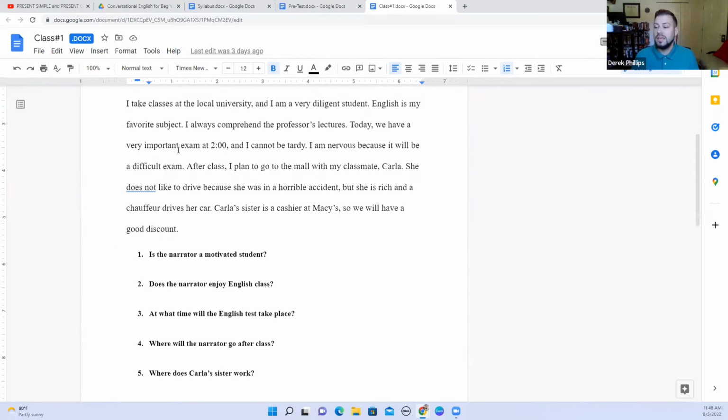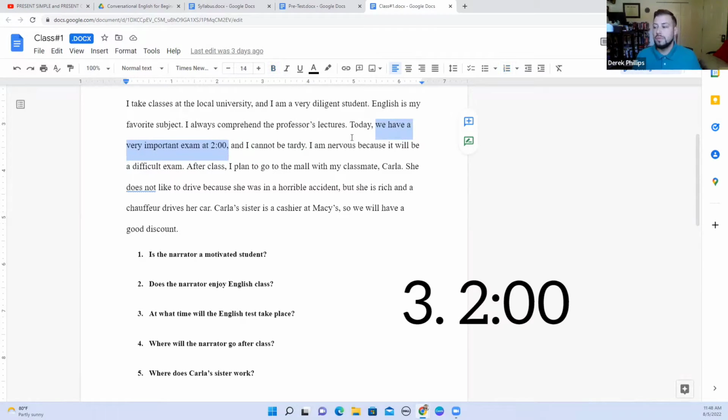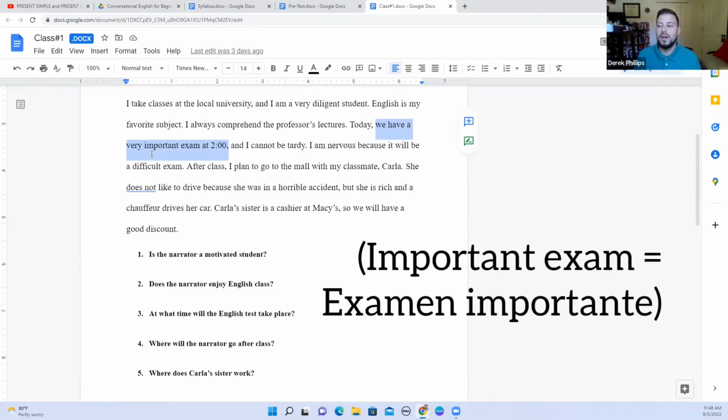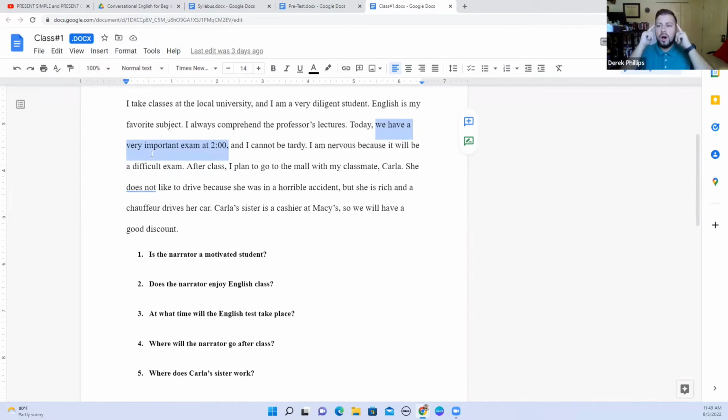Well, I think, again, if you speak a Romance language, we have a very important exam at 2. Important exam, again, for my Spanish speakers out there, think examen importante, right? Don't think about what you don't know. Don't focus on the negative. Focus on the positive. Number 4, where will the narrator go after class?